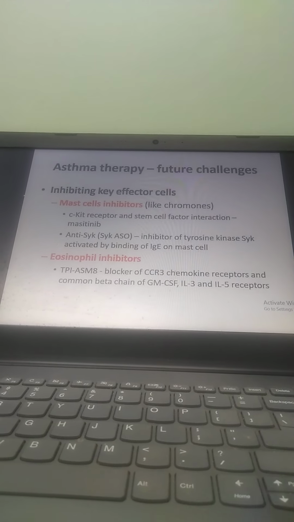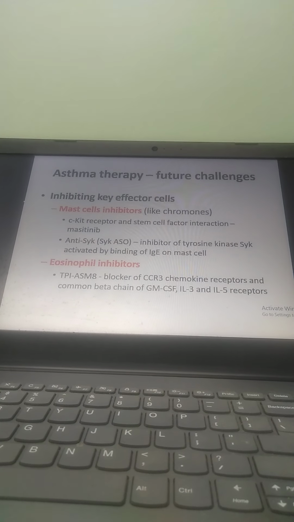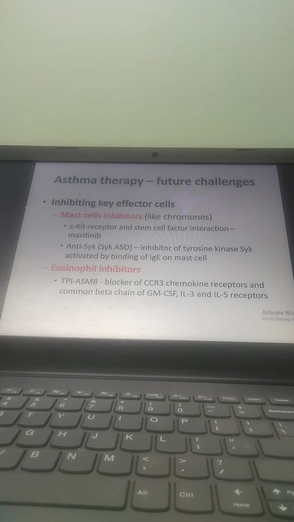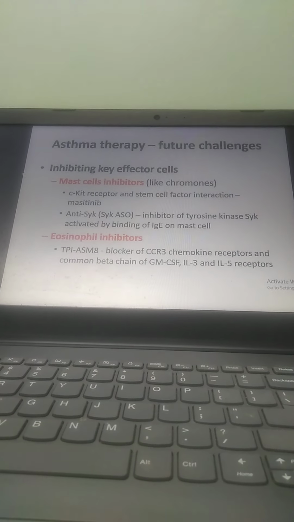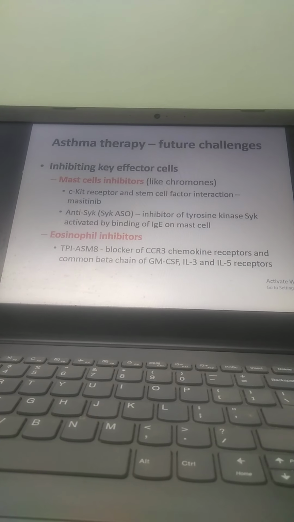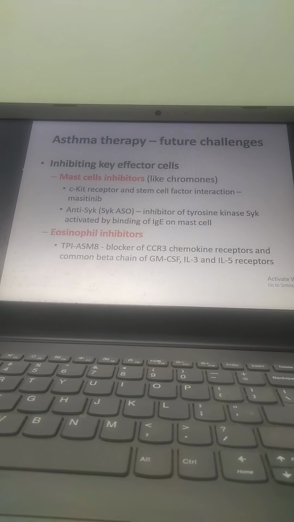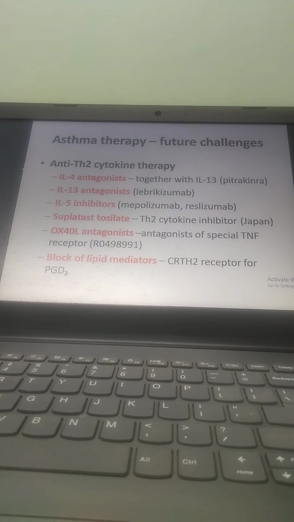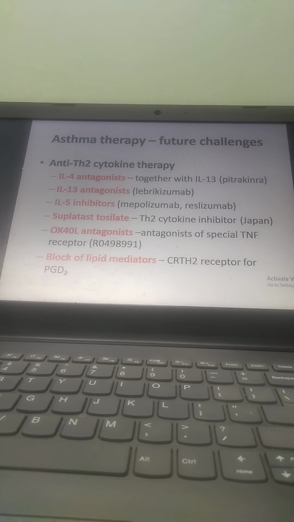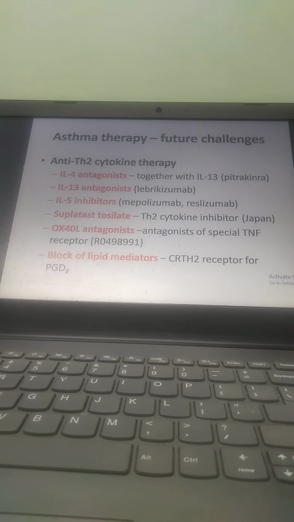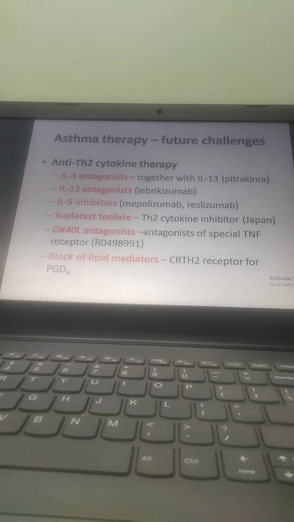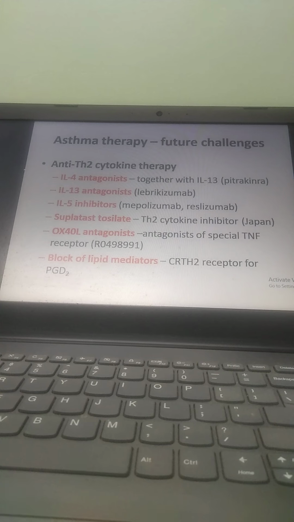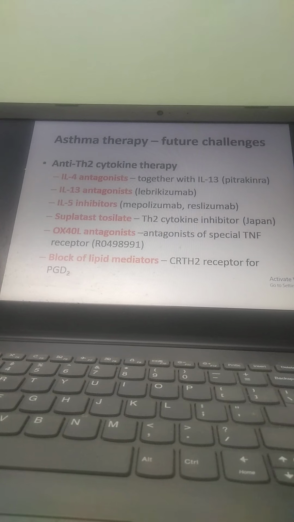So asthma therapy, future challenges. Inhibitors of key effector cells: mast cell inhibitors, eosinophil inhibitors. This is the newer concept, that the asthma therapy future challenge will be mast cell inhibitors and eosinophil inhibitors. And then we have T helper cytokine therapy: interleukin 4 antagonists, interleukin 13 antagonists, interleukin 5 inhibitors, OX40 antagonists, block of lipid mediators. So these are the asthma future challenges.